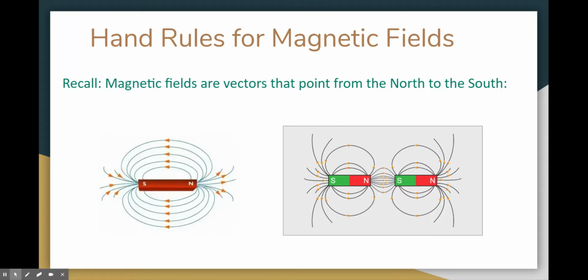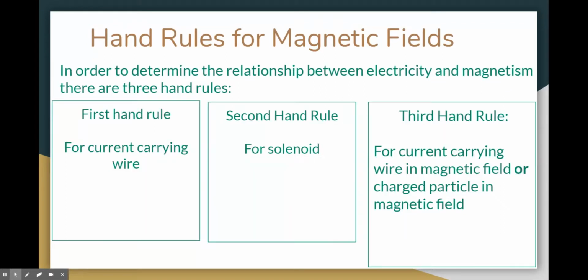Now, this general rule that magnetic fields go from north to south on the outside of a magnet works fairly well for a bar magnet. Once you've seen a few of them, you can start to get an idea of the space around the bar magnet and the resulting magnetic field. But what about when we have moving charges? When we have moving charges, we have hand rules for the magnetic fields that occur.